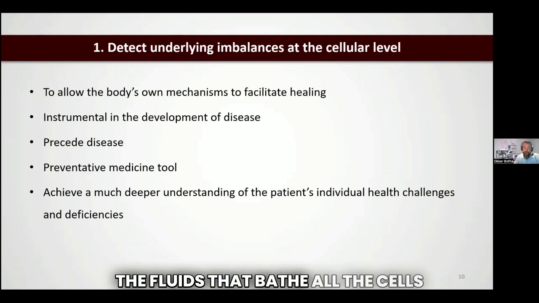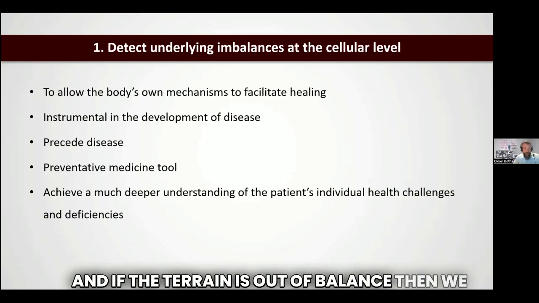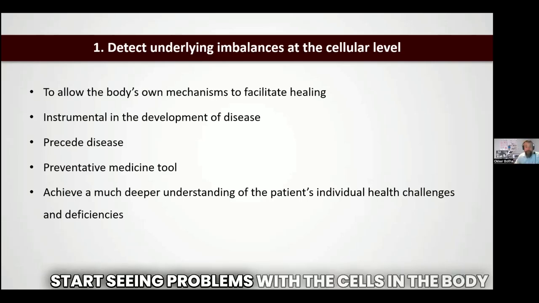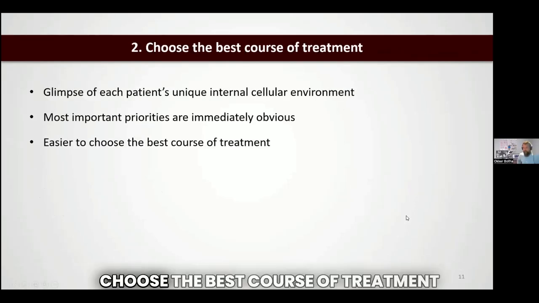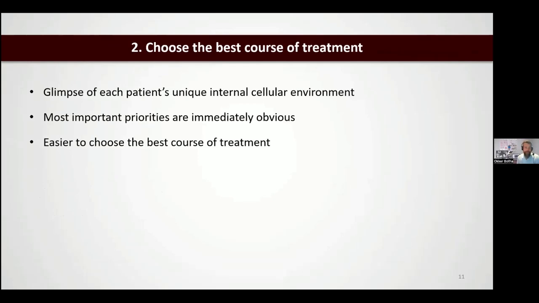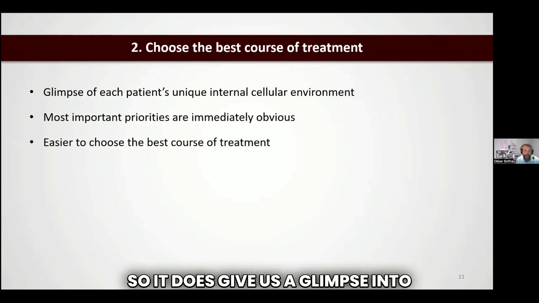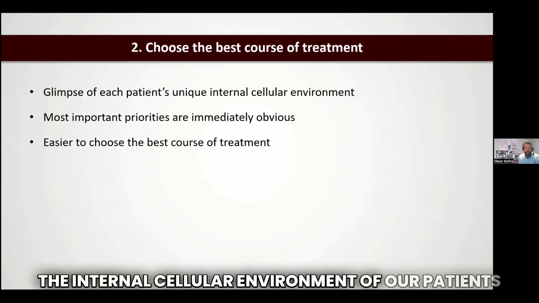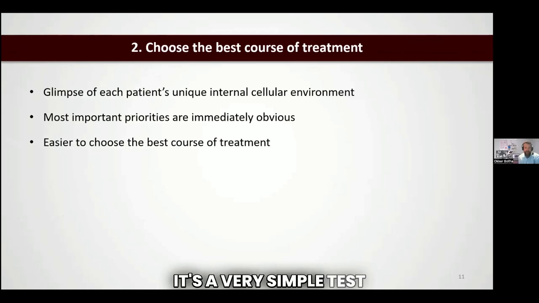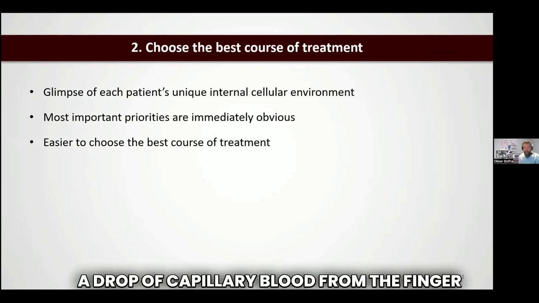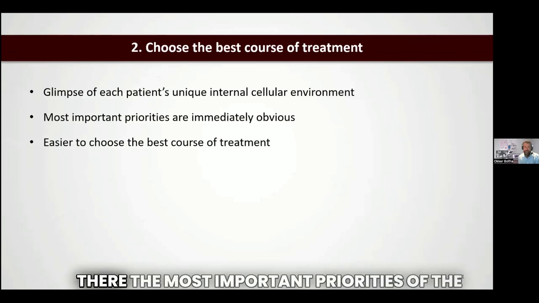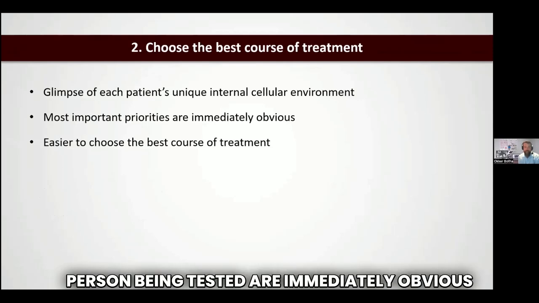The fluids that bathe all the cells in the body is the biological terrain. And if the terrain is out of balance, then we start seeing problems with the cells in the body. But live blood analysis also allows us to choose the best course of treatment. So it does give us a glimpse into the internal cellular environment of our patients. It's a very simple test, minimally invasive. It involves taking a drop of capillary blood from the finger. And based on what we can see there, the most important priorities of the person being tested are immediately obvious.